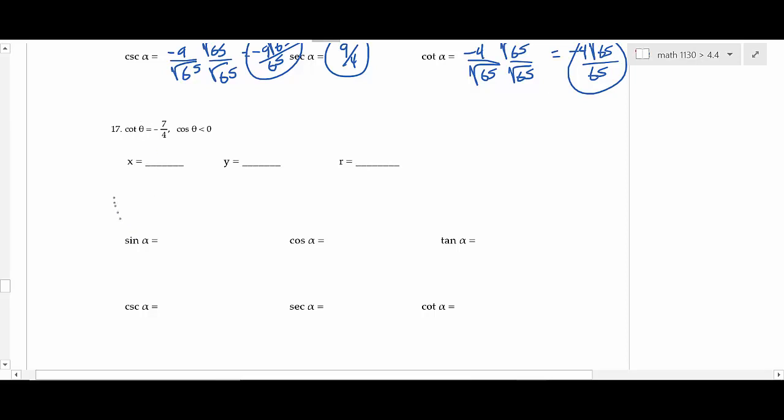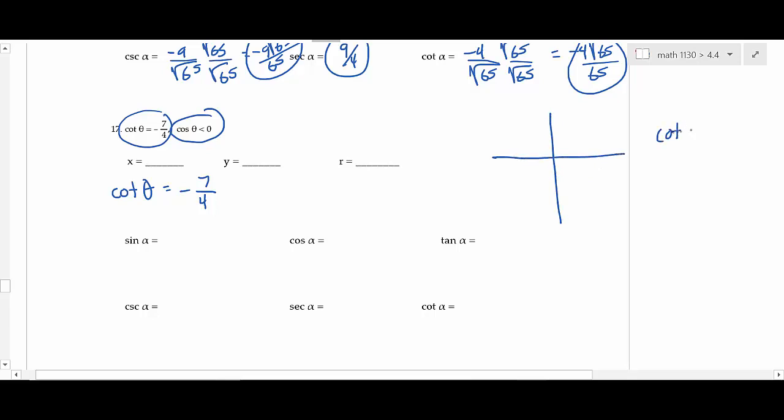Okay, next problem, let's see. This time I've given the cotangent of theta is equal to negative 7/4, and I put that negative in front of the fraction bar on purpose because you don't know which it is. It's either 7 or 4. So what you want to do is look at these two statements and figure out what quadrant you're in. This is what I was showing you a few minutes ago.